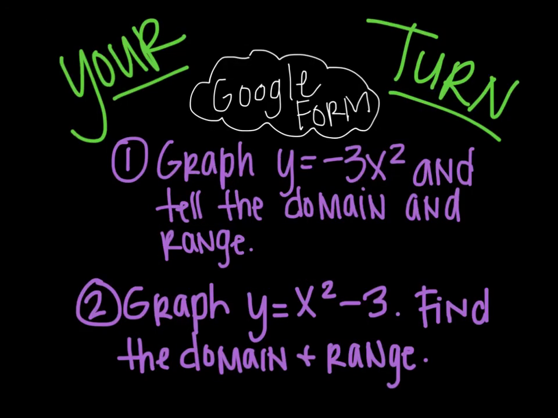So it is your turn. There is a Google form to go with this, and that's found on my website. You are going to first graph y equals negative 3x squared, and then you're going to tell me the domain and the range. Remember, domain is going across the x-axis, range is going up and down. And then number 2, you're going to graph y equals x squared minus 3, and then find the domain and range. On your Google form, you're just going to tell me the domains and ranges of these 2 problems.